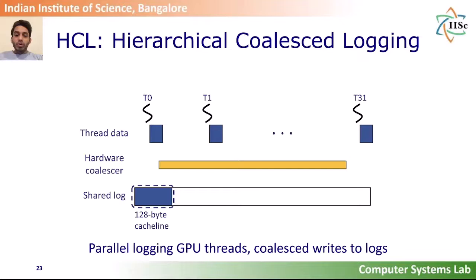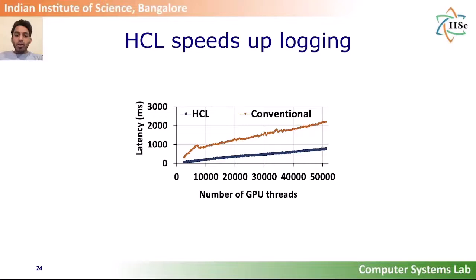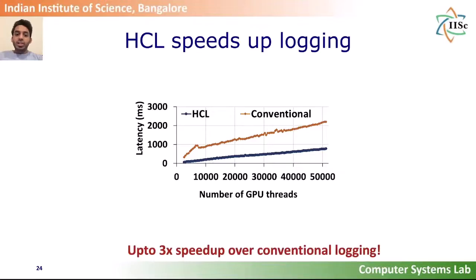HCL makes use of 2 properties that allow it to bring significant performance benefit. First, as each thread has a unique position in the log to insert its data, it removes the need for locks. Second, it uses 128-byte writes to take advantage of hardware coalescing. On a micro benchmark, we found that HCL scales well with an increase in the number of threads compared to using a distributed log. On the x-axis, we are increasing the number of threads, while the y-axis shows latency, where lower is better. The orange line shows distributed logging, while the blue line shows HCL. HCL provides around 3x speedup over conventional logging.